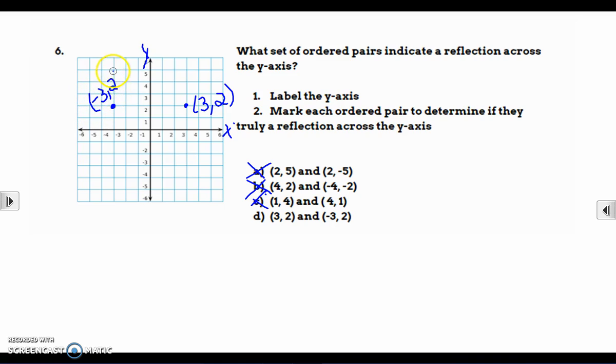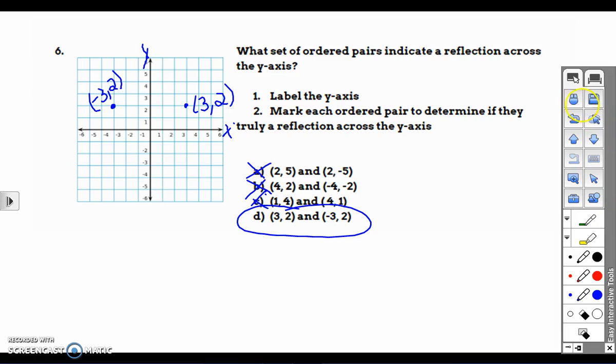Negative 3, 2. If I look now over that y-axis, our first point was 1, 2, 3 units to the right of the y-axis, and our second point was 1, 2, 3 units to the left of that y-axis. That is a beautiful reflection over the y-axis. Again, on your actual CR, you need to reflect over the x-axis, but I hope that helped.